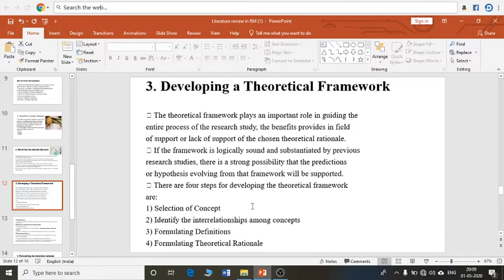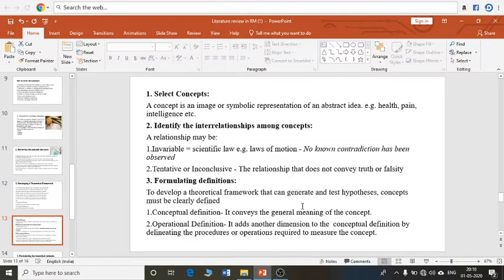There are 4 steps to develop the theoretical framework: selection of a concept, identifying the interrelationships among concepts, formulating the definitions, and then formulating the theoretical rationale. First is selecting the concept. The concept selected can be an image or symbolic representation of an abstract idea, like the health concept, pain concept, or intelligence concept.